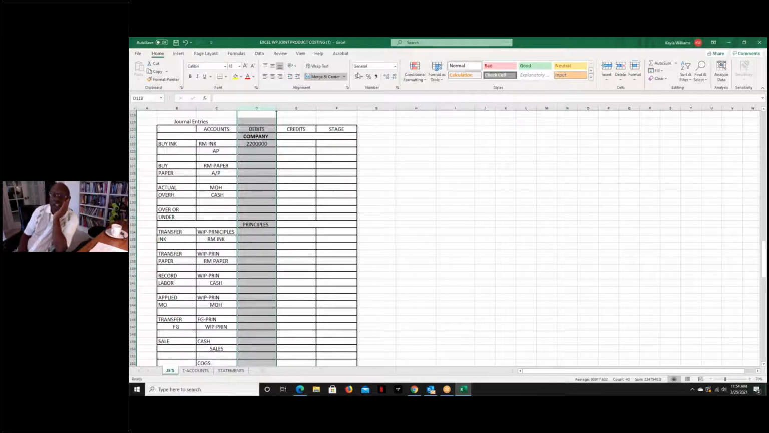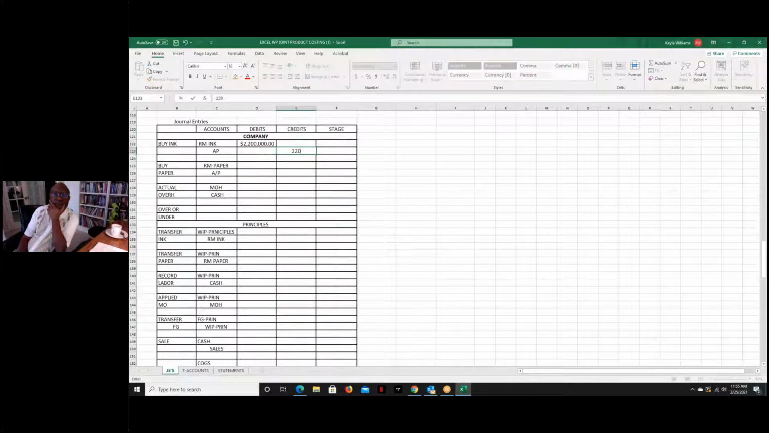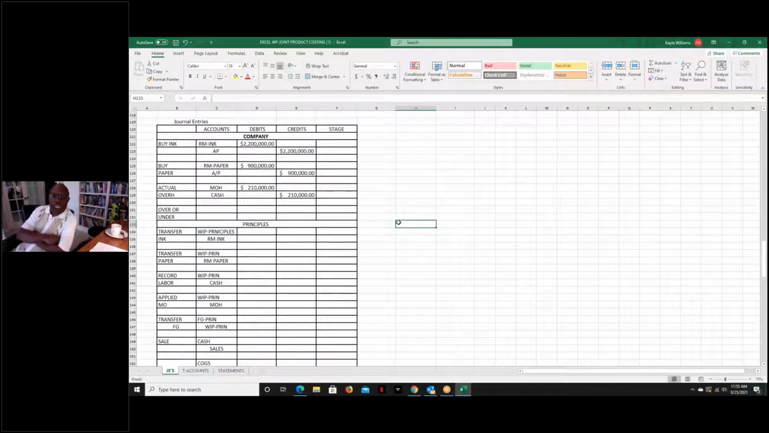So you kind of see journal entries kind of stay the same. Okay. And then for paper, it'll be 900,000. And the MOH would be 210,000. 210,000. So those are the actual overhead costs we have. All right, let's get those posted to the ledger.